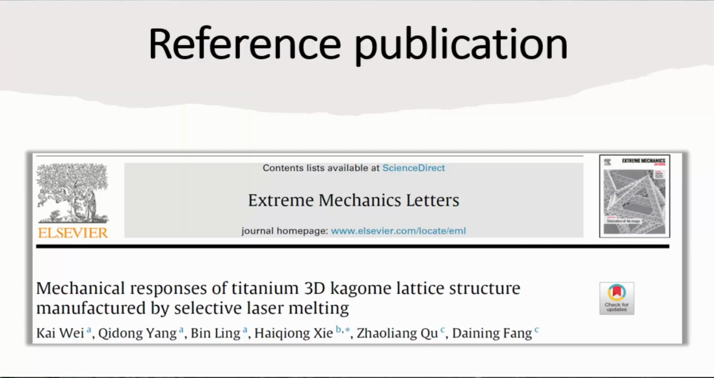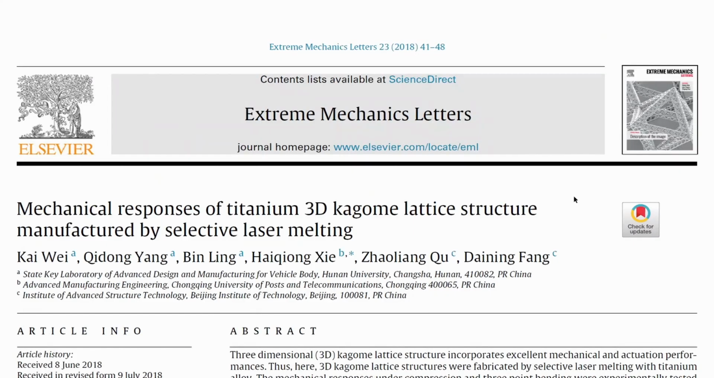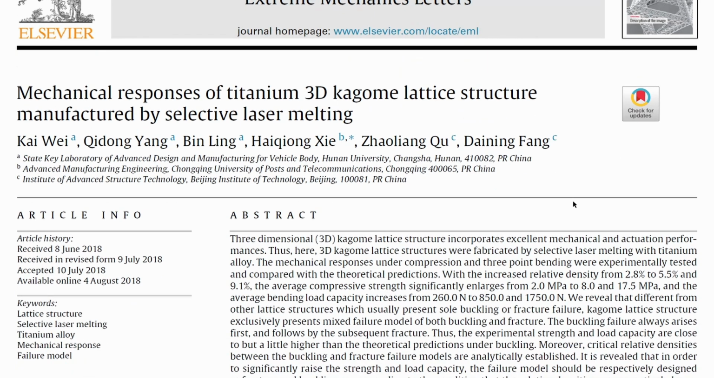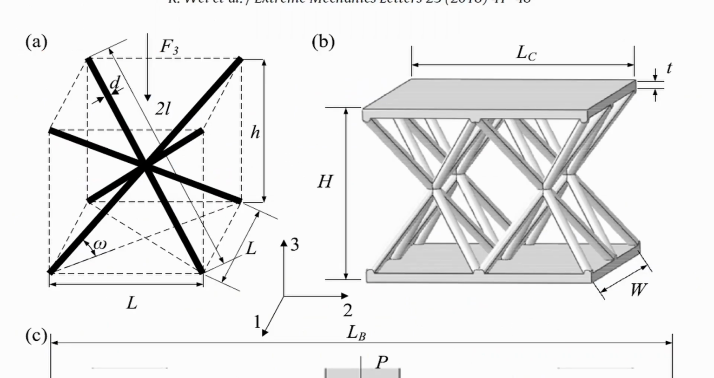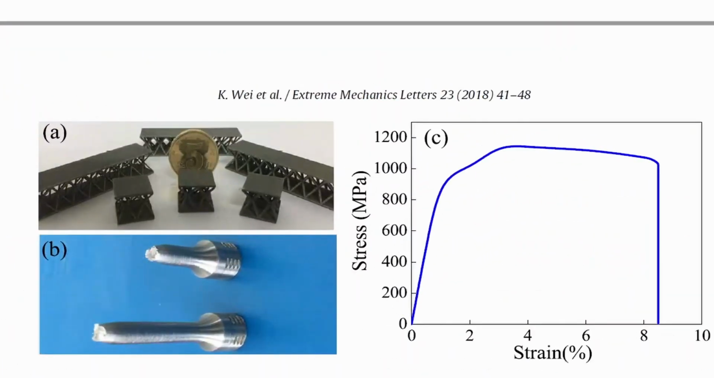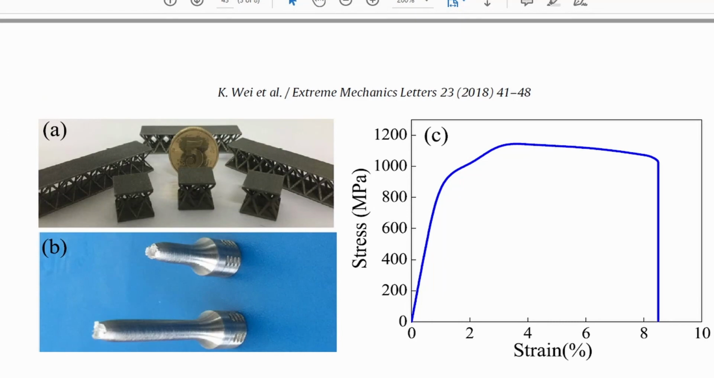The reference publication we're going to use for this modeling is this publication, and if you look more closely, you would see it's the mechanical response of titanium 3D Kagome lattice structures manufactured by a 3D printing method called selective laser melting. So we're going to build this kind of model, and we're going to do a compressive response of this model as well as a shear response of that. So this is a format of the 3D printed structure.